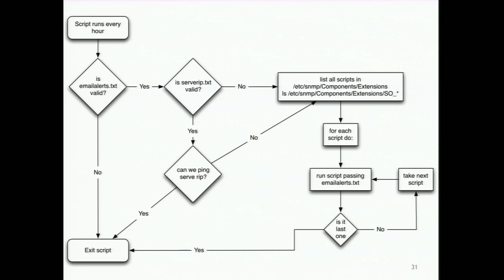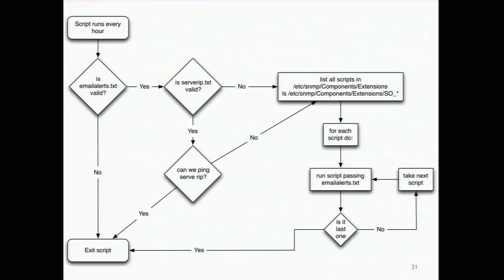Then, if I do have a file, is the server IP valid? Server IP is the IP address of my monitoring server. I'm going to push that into a file too. So do I have an SNMP server? No. Well, if I have an email alerts file, it means I don't have a server, but I still want to know when a hard drive is going to go bonkers. So I just move forward.